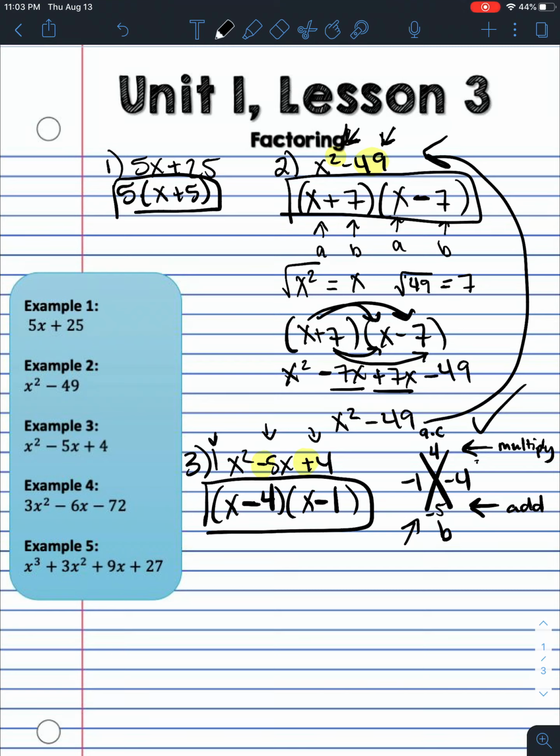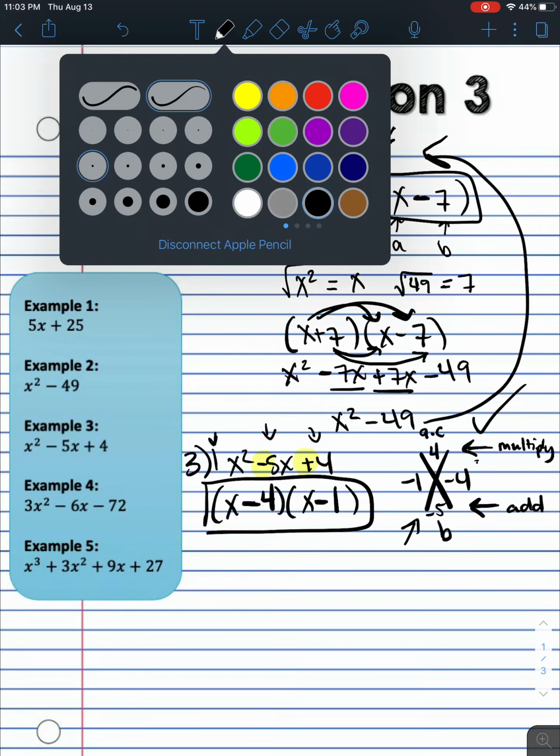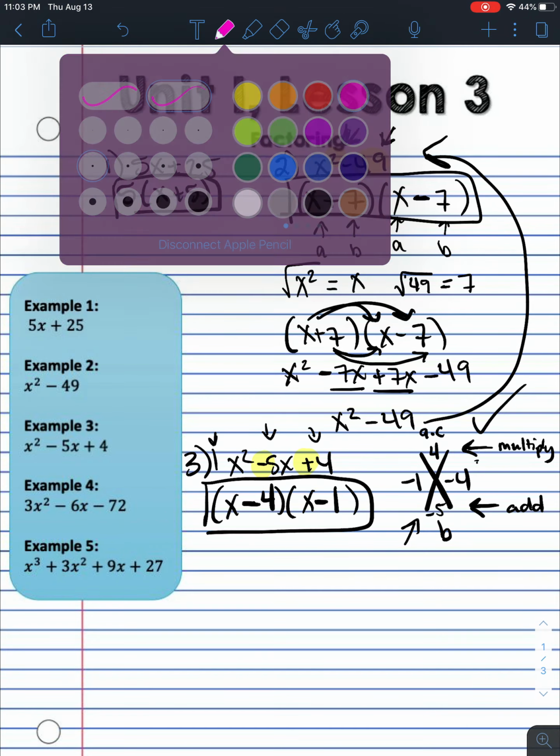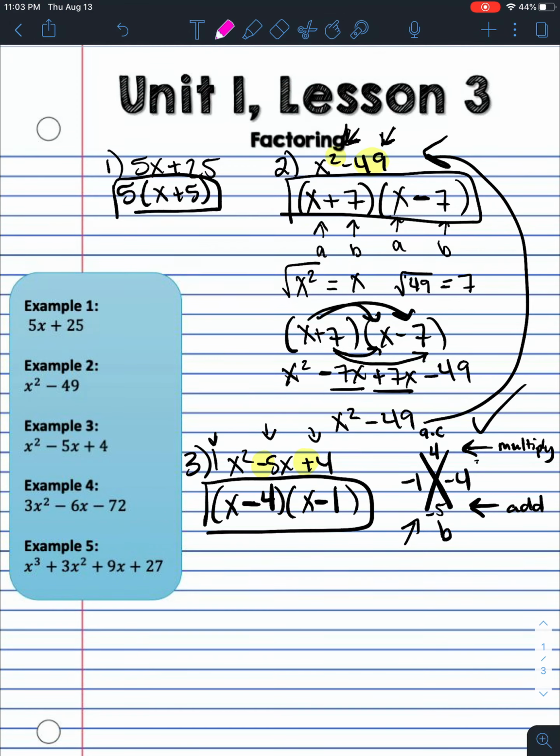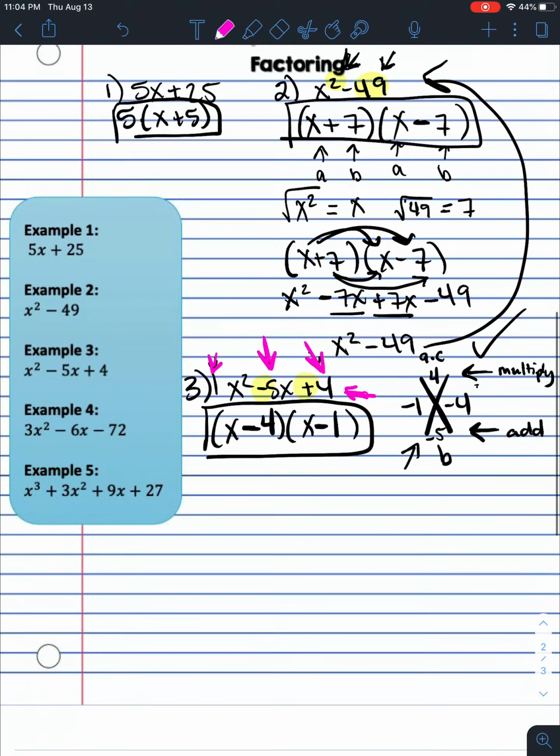So we can still continue using this X method, but eventually I want us to be able to look at this problem and say, I'm looking for, let me pick a different color because I feel like I'm using a lot of black here. I'm looking for a number that multiplies. If A is 1, anytime A is 1, I want to always look and say, I'm looking for two numbers that multiply to give me 4 and add up to give me negative 5, okay? So as we start doing these problems a little bit more, I would expect you just to be able to identify it from here instead of having to use the X, okay?